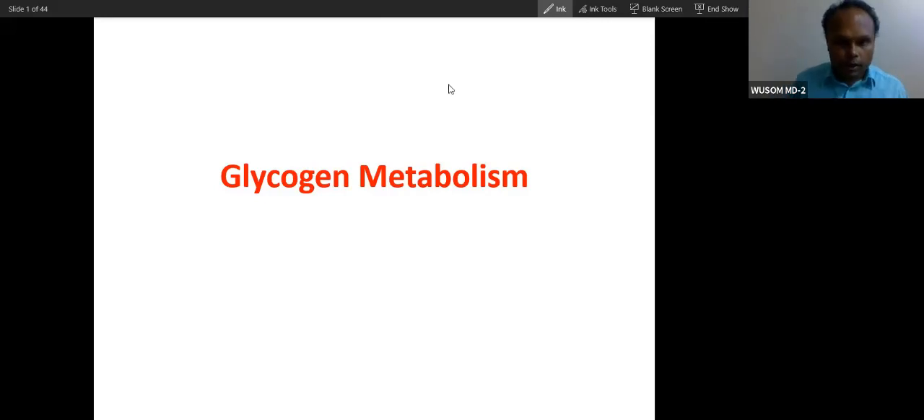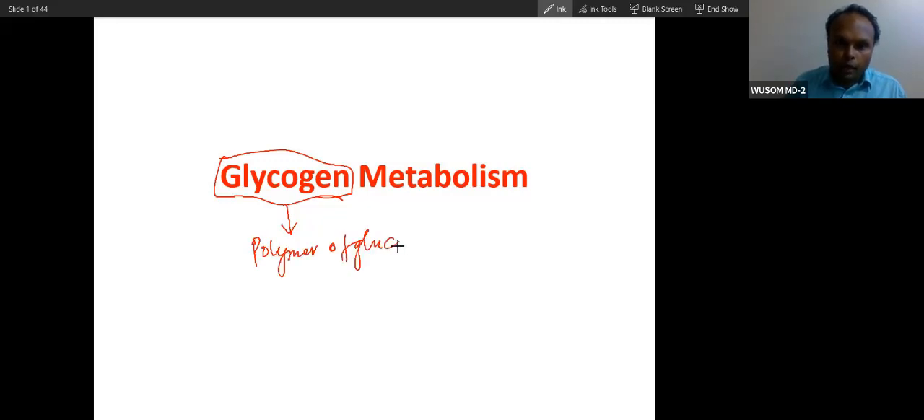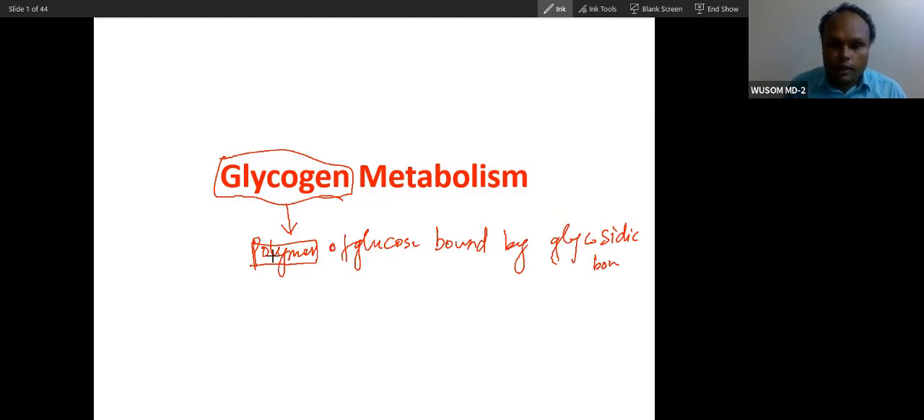Let's start today with glycogen metabolism. So glycogen is basically a polymer of glucose. When we talk about a polymer, we must be aware of the fact that it is linked by some bond. Polymer means there must be a linkage with a certain bond. So what is that bond? The polymer of glucose is bonded by a glycosidic bond.